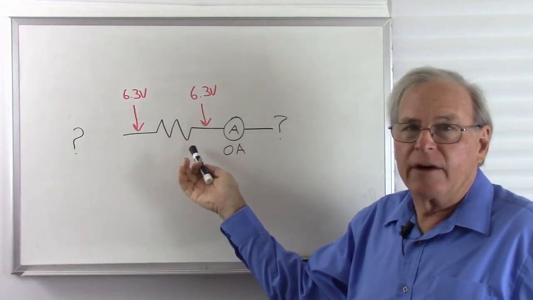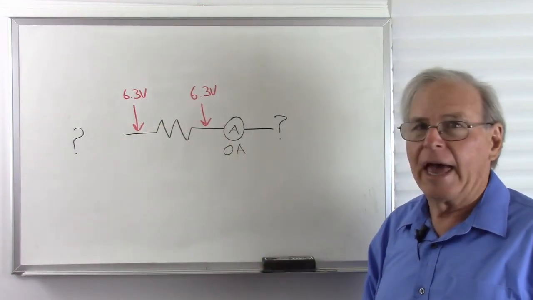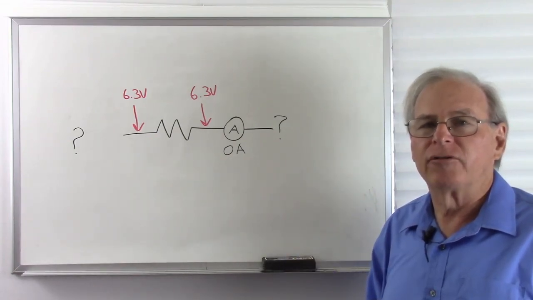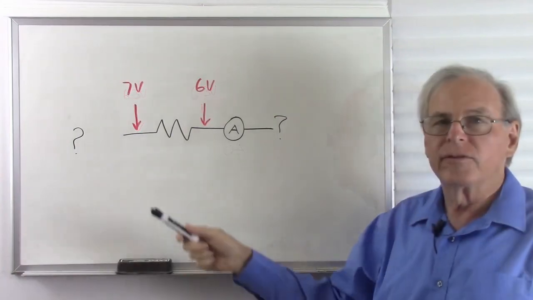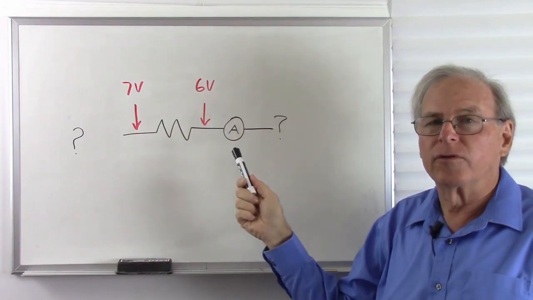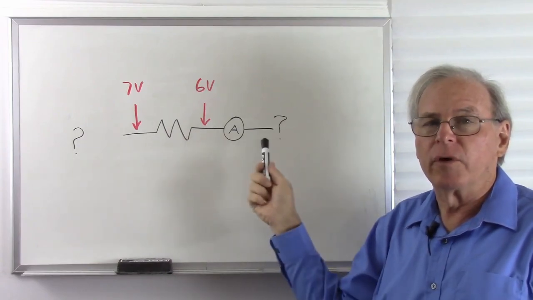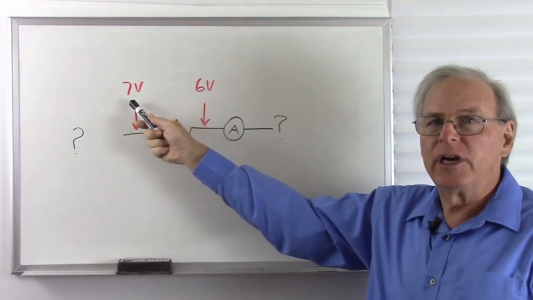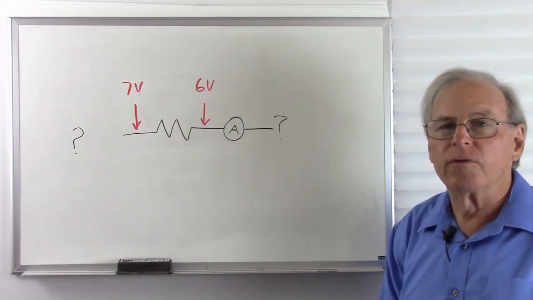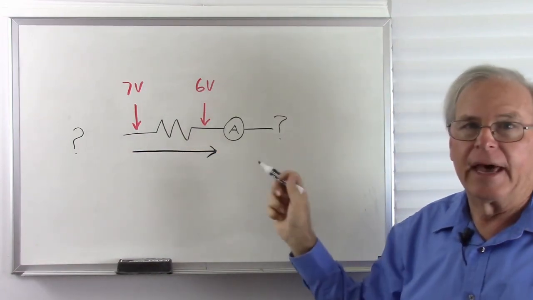So if we have resistance and no current, we expect the voltage to be the same on both sides. So this is acting like a normal resistor. Now let's change the situation and see what we can find out. So now the voltage has increased to 7 volts here and decreased to 6 volts here. That looks very much like we must have a resistance with current flowing through it. And we have the higher voltage here and the lower voltage here. So we have the higher voltage where the current enters the resistance and the lower voltage where the current exits the resistance. So the current appears to be flowing in that direction.